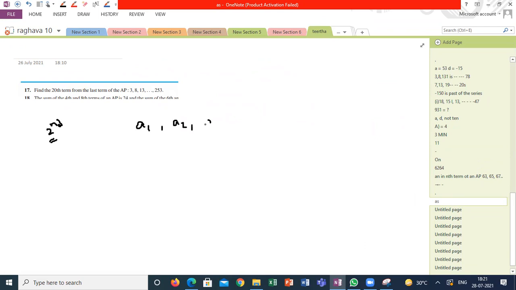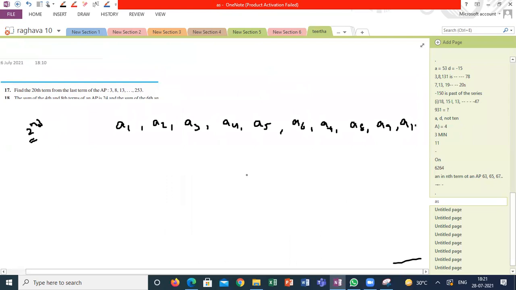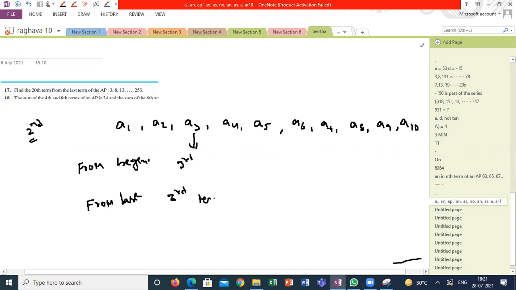A1, A2, A3, A4, A5, A6, A7, A8, A9 and A10. For example, these are the 10 terms. There are total 10 terms here. From the beginning, the third term means 3 only. From the last, third term. What is the meaning of from last third term here? Which is it, 10 minus 1 or 10 plus 1 minus 1? 3.